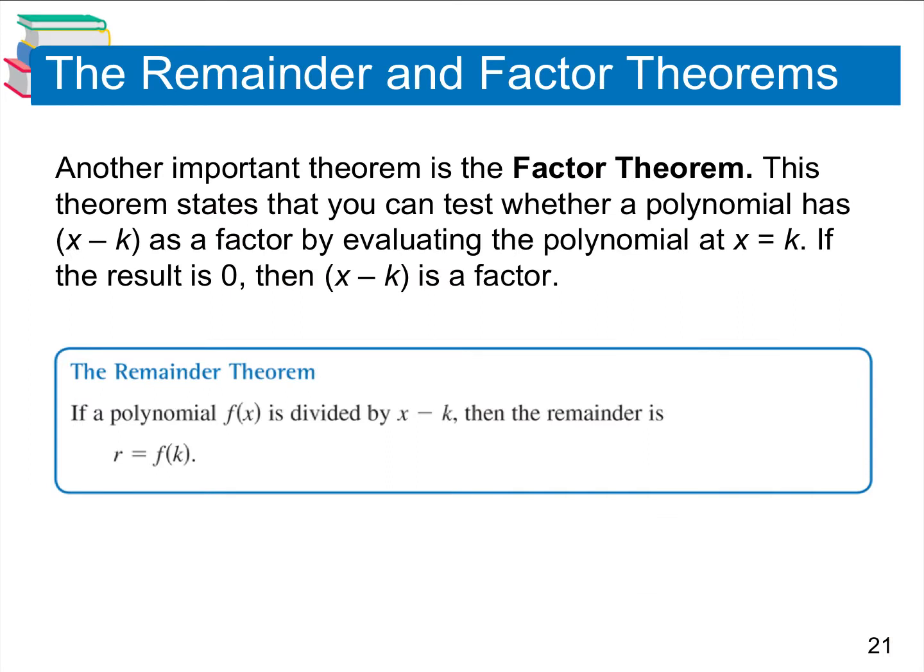All right, so next we have the factor theorem. This theorem states that you can test whether a polynomial has x minus k as a factor by evaluating the polynomial at x is equal to k. If the result is 0, then x minus k is a factor. So same thing we did before. If we do synthetic division and we get 0 as our remainder, then whatever the number is outside would be a factor. So if we divide and our remainder is 0, then that number would be a factor.